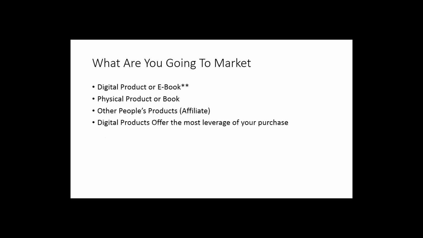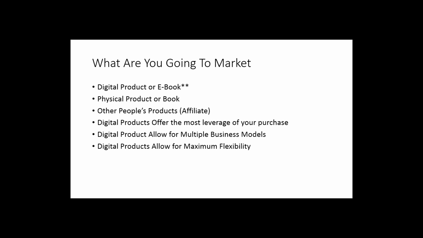Classic business model. Now, here's the deal about digital products. You already know this. I know I'm preaching to the choir, but digital products offer the most leverage for your purchase. In other words, you're going to resell or reuse it as a digital product. That's going to give you the most leverage for your time if you understand how to do it. Digital products allow for multiple business models. You can set up a business system that sells digital products. You get one moving and you can set up another one right after that. They allow for maximum flexibility.